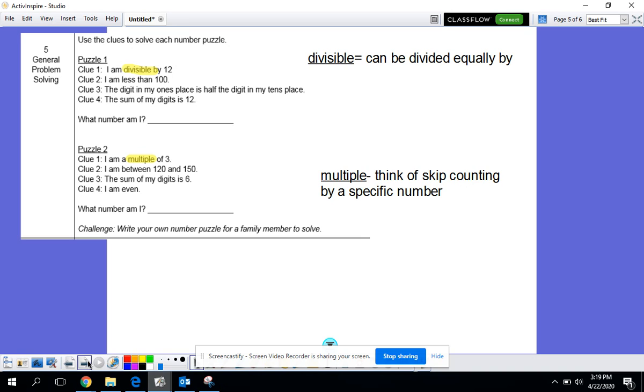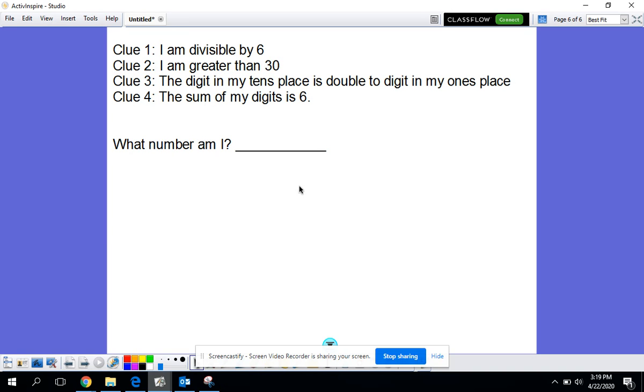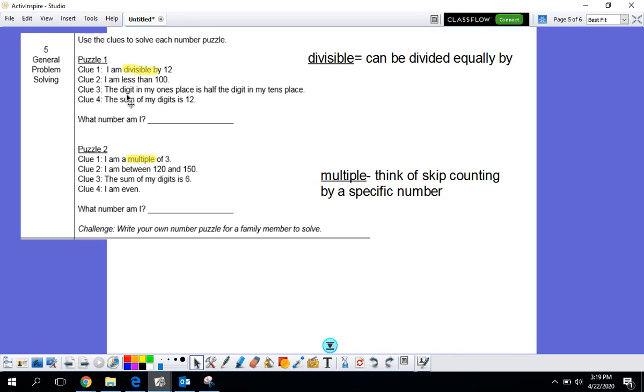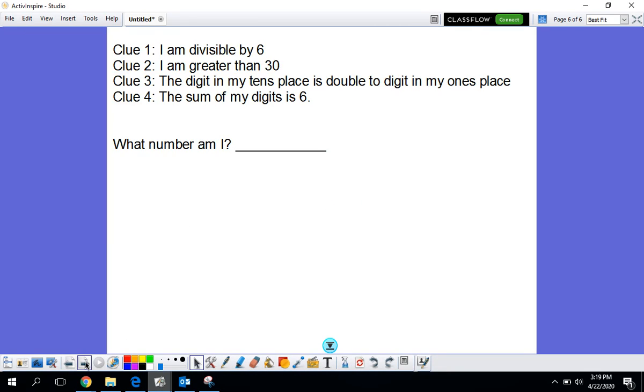So I have created my own puzzle, and I'm going to model how I would go through to tackle what this number is, and hopefully that will be helpful to you when you go to try to tackle puzzle 1 and 2. So I always start with my first clue, but if number 1 is hard for you, then you move to the other ones, okay?